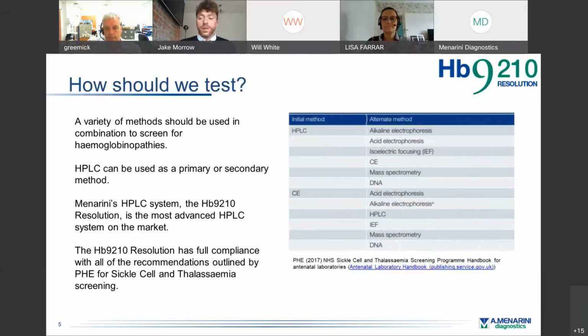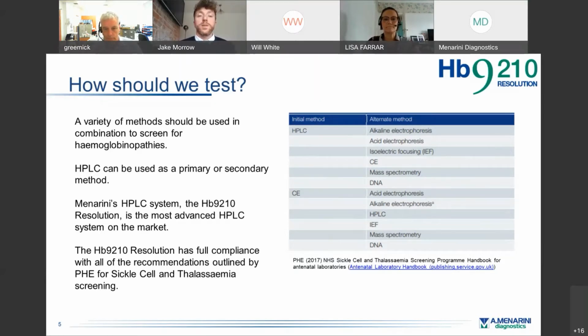One of the screening methods used is a questionnaire, and it depends on the prevalence of hemoglobinopathies in a local area as to what the detection methods and the testing algorithm would be. This table here on your right doesn't describe that method to screen, the questionnaire, but it does list high performance liquid chromatography, which I'm going to refer to for the rest of this presentation as HPLC. HPLC can be used as a primary or secondary method to screen for hemoglobinopathies in the antenatal laboratory, according to Public Health England's recommendations.